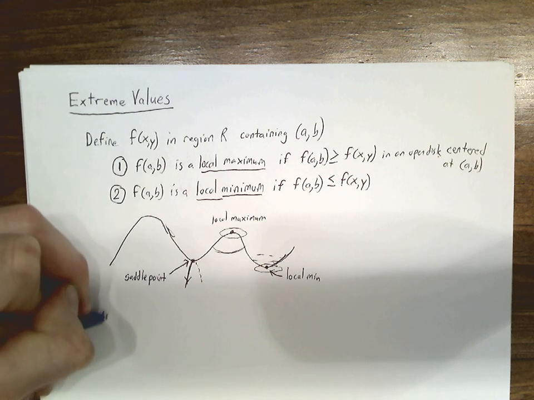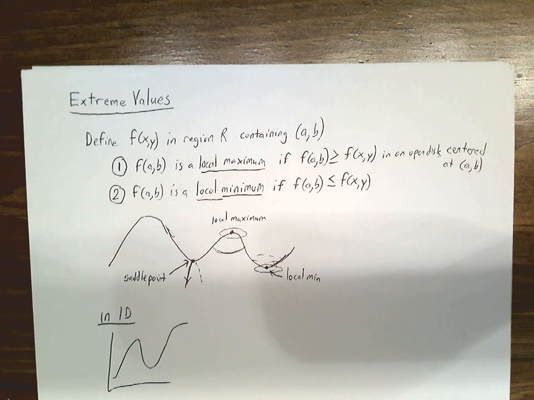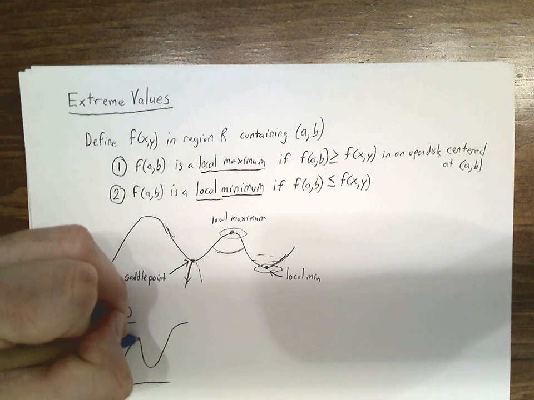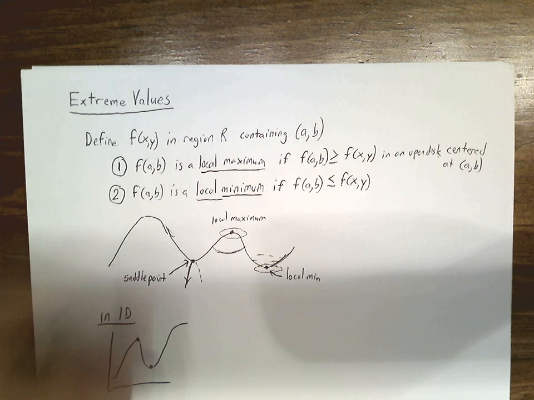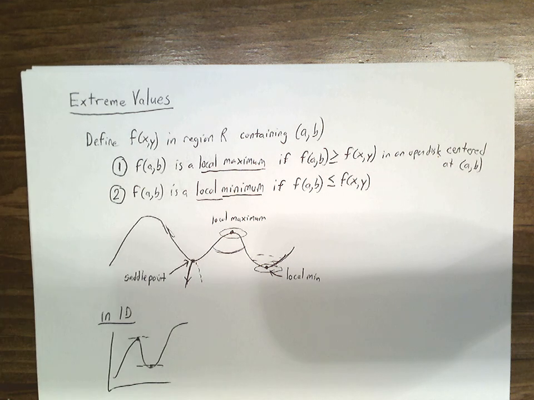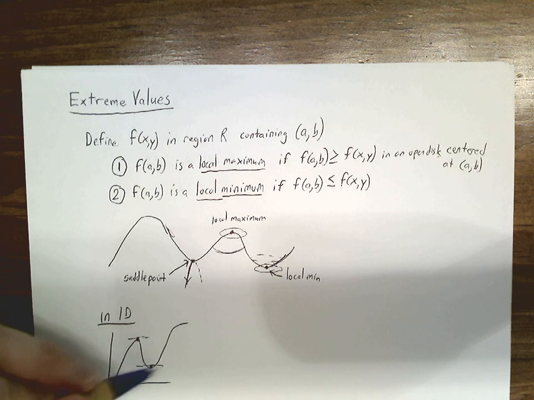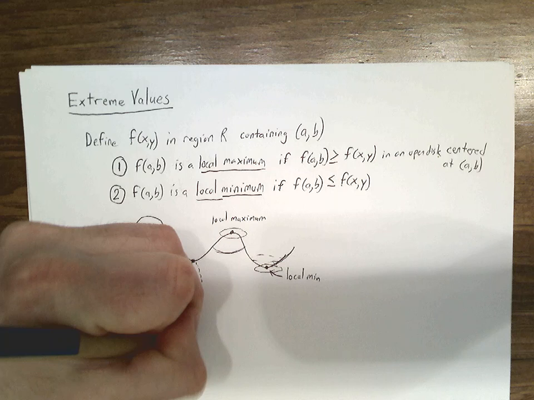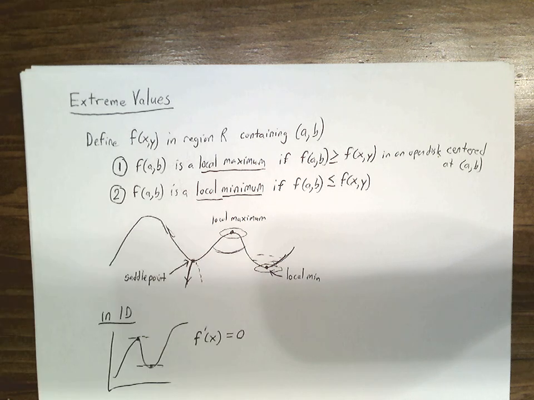So in 1D, I have my random function, like so. We could identify these critical points because they are places where the slope, the tangent line there, would be 0. There's a transition from a positive slope to a negative slope or vice versa, and so that transition has to be a place with 0 slope. So we looked at where the first derivative of the function is equal to 0.